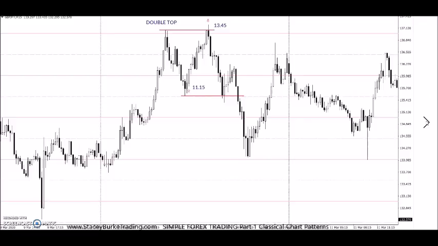Another example of a double top into the Asian close, dragging traders down low in London before coming back for the stop hunt to the high, and then completing one measured movement down of the double top distance.